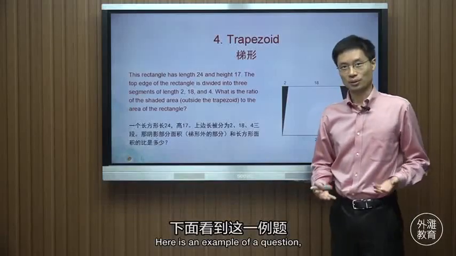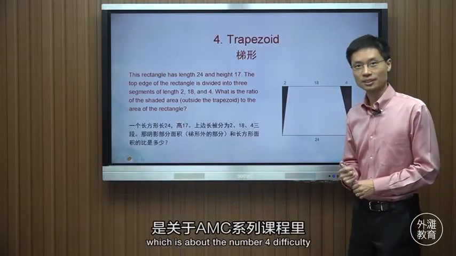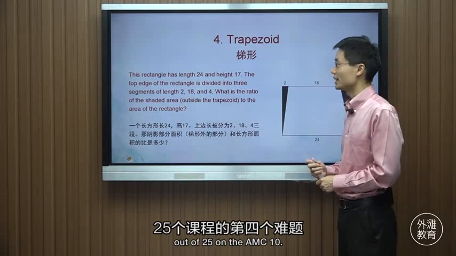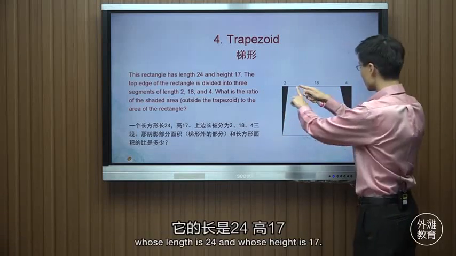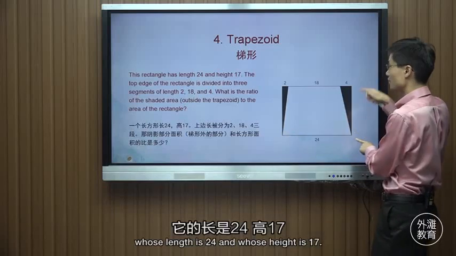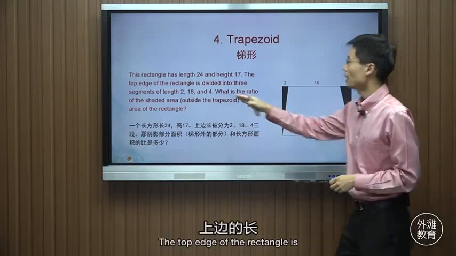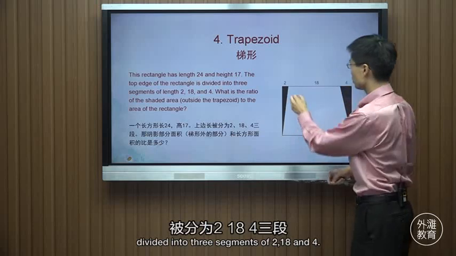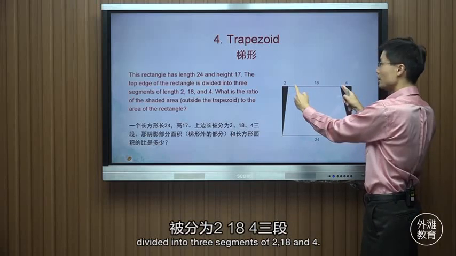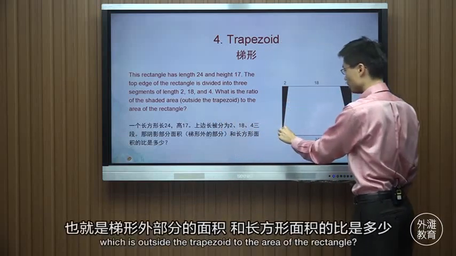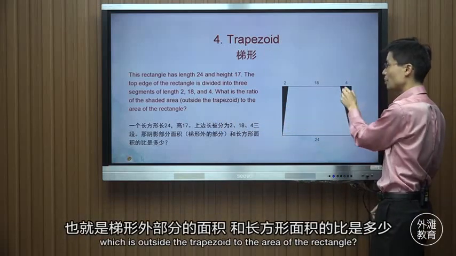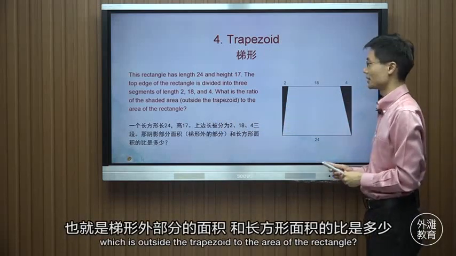Here's an example of a question which would be about number 4 difficulty out of 25 on the AMC 10. Suppose you have a rectangle whose length is 24 and whose height is 17. The top edge of the rectangle is divided into 3 segments of 2, 18, and 4. What is the ratio of the shaded area which is outside of this trapezoid to the area of the rectangle?